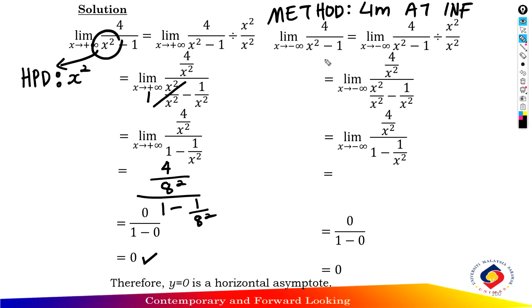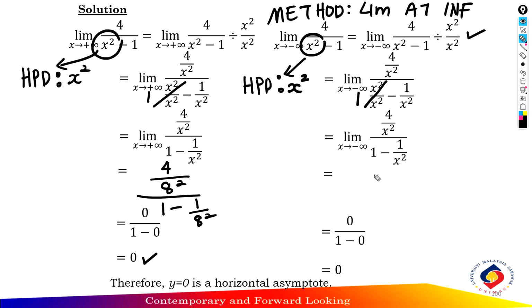And second, find the limit as x approaches negative infinity of 4 over x squared minus 1. So first here you check the HPD, the highest degree of the denominator. Okay, so here it equals x squared, and then 4 divided by x squared, and then x squared minus 1 divided by x squared. Yeah, and here the denominator equals 1, minus 1 over x squared, and the numerator here is 4 over x squared.